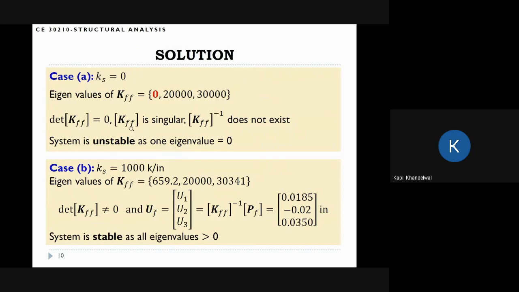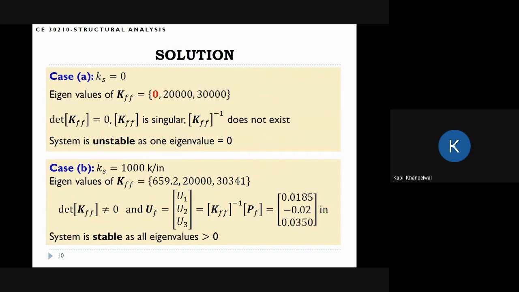It means that KFF is singular, and the inverse of KFF does not exist. And by definition, we will consider this kind of system as unstable. So this system is unstable and we cannot find any solution in this case.